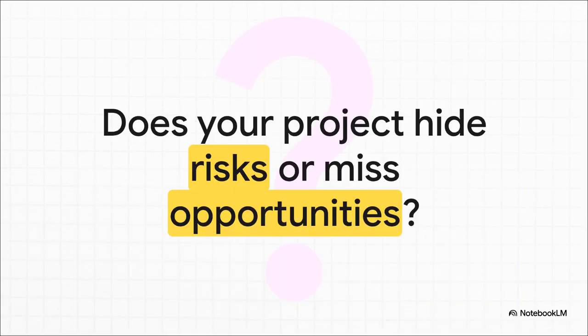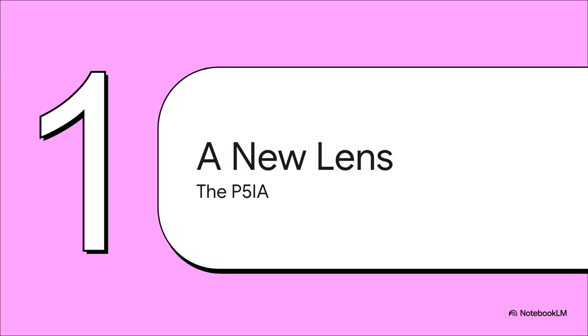You know how it is, we get so focused on the immediate deliverables that we can totally miss the bigger picture. Is our work accidentally causing some environmental harm? Are we just walking right past some amazing chances to create positive social value? These are the kinds of hidden factors that can truly make or break a project's real success. So, how do you actually see all this hidden stuff?